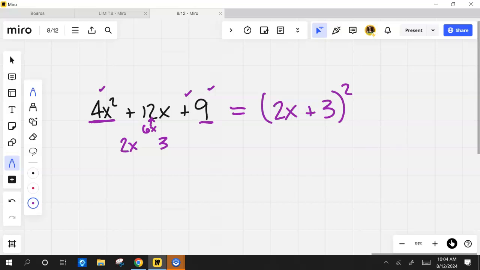Let me give you a couple examples. You tell me yay or nay if it's a perfect square trinomial. Yeah. Say it again now. Yes, yes, yes.